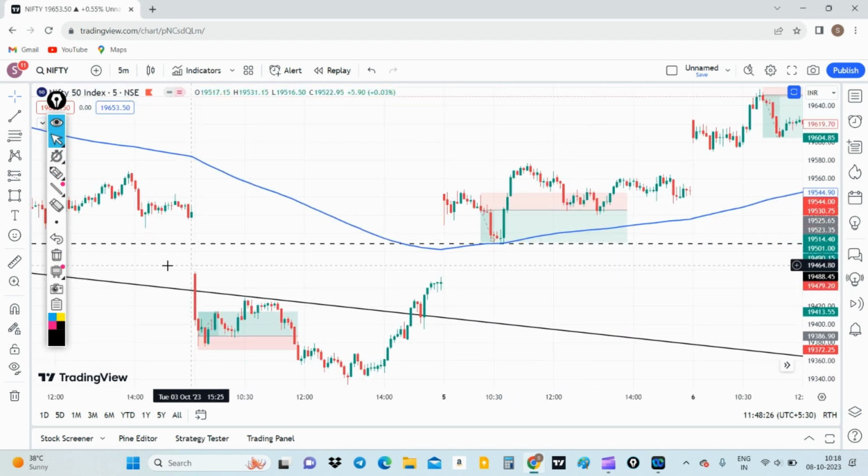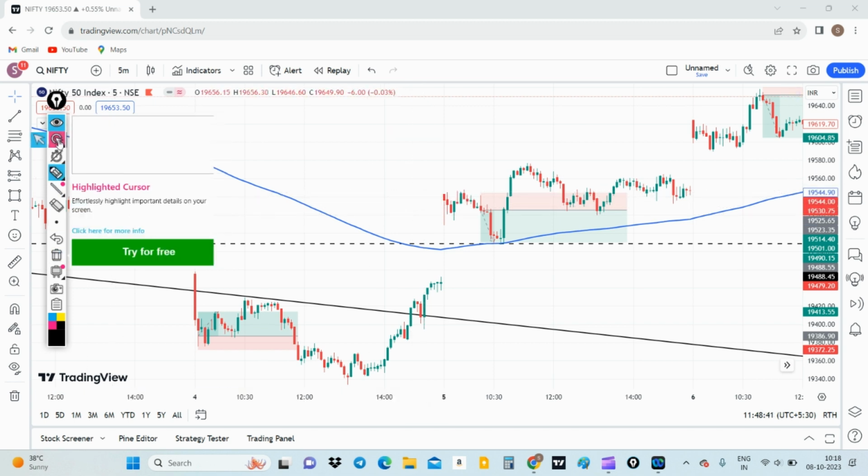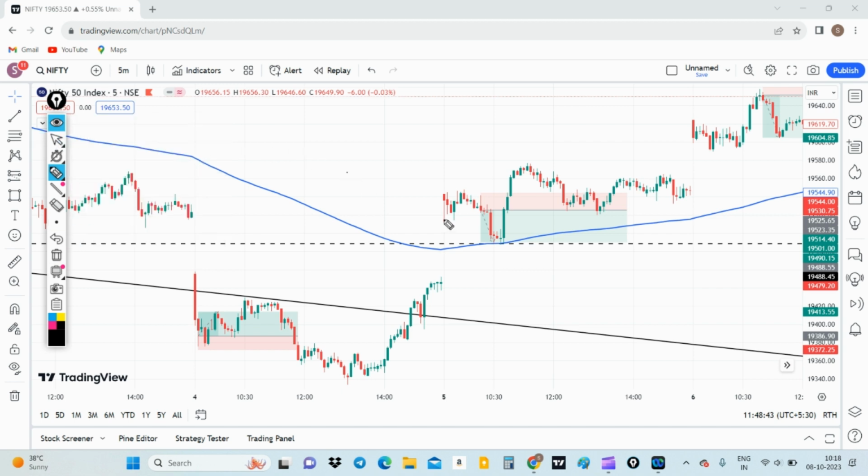On Thursday, the expiry day, we saw the Nifty making a consolidation move, precisely between 19,550 and 19,520. Let me show you. So once there was one, let me see.